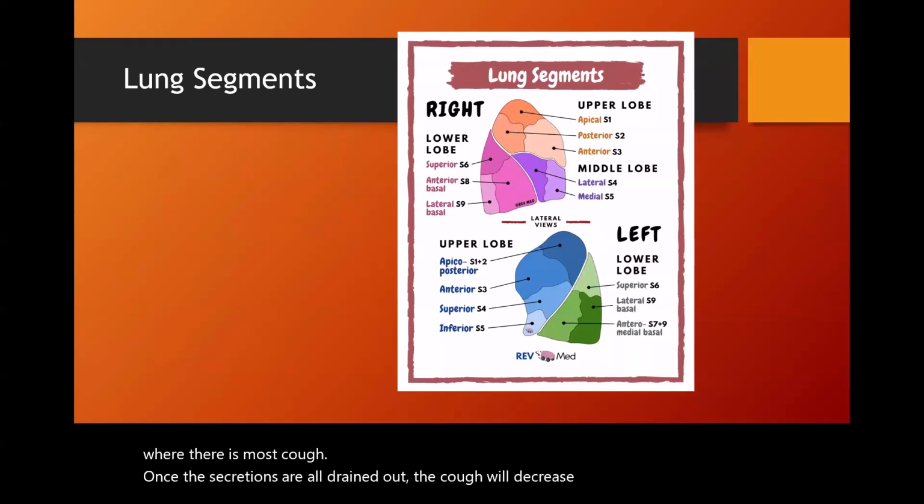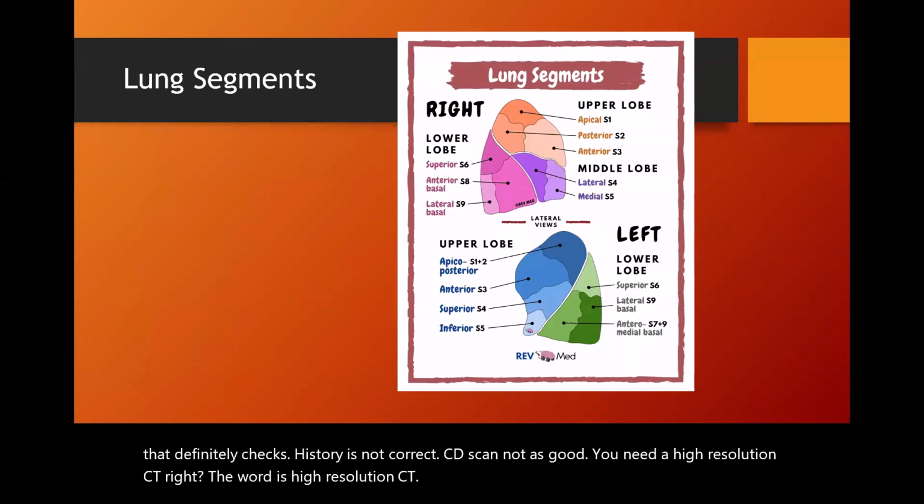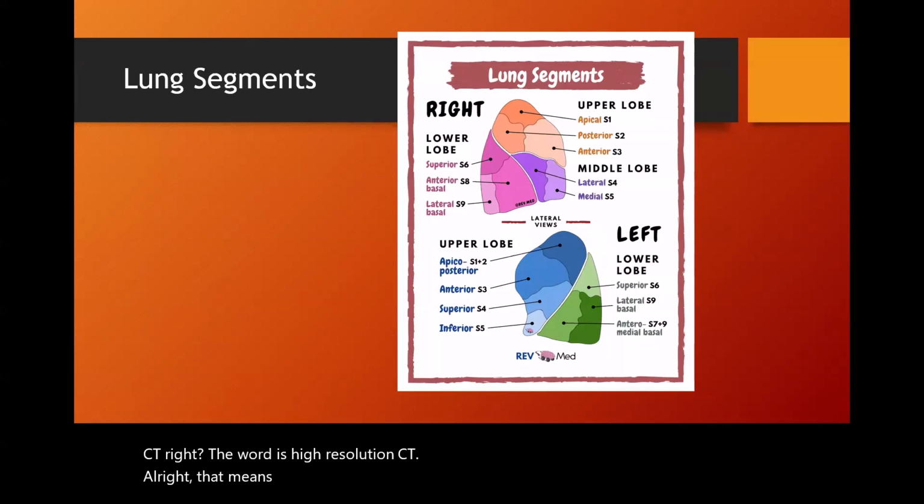As regards imaging, chest X-ray cannot. A PA view will not show whether it is on the medial segment or the lateral segment, so definitely chest X-ray is not correct. CT scan, not as good. You need a high-resolution CT, right? The word is high-resolution CT. That means many cuts, many more cuts than the ordinary CT scan.